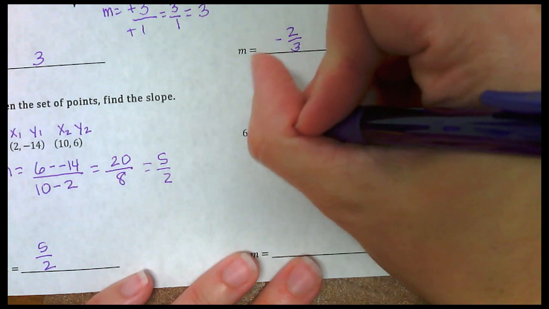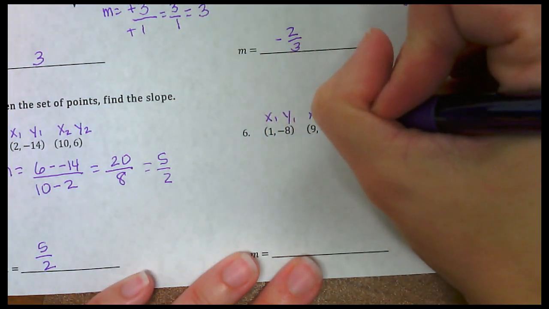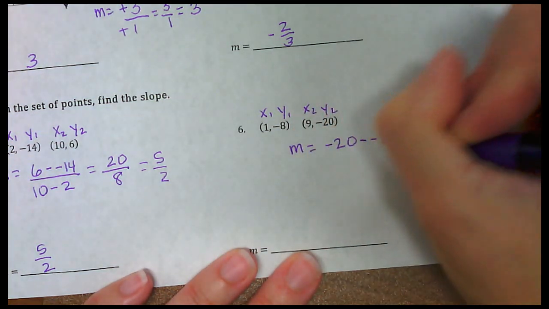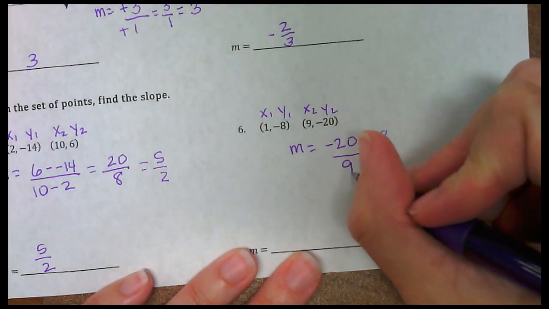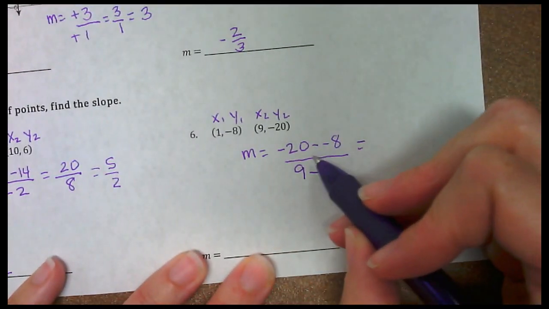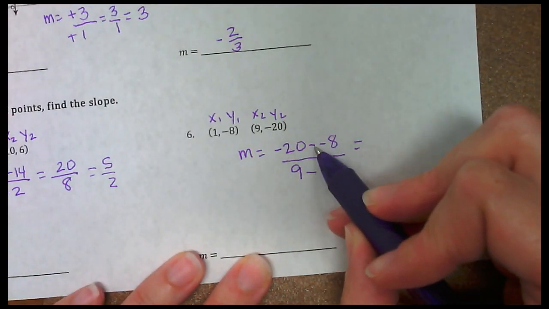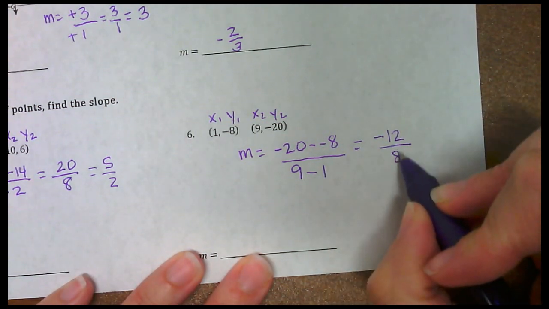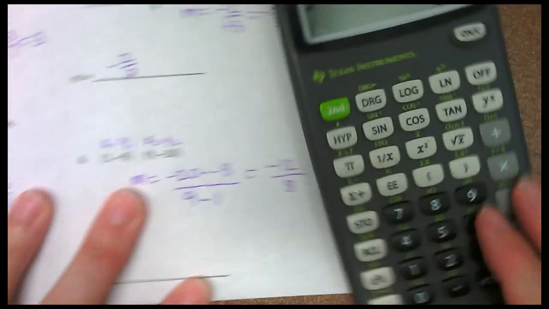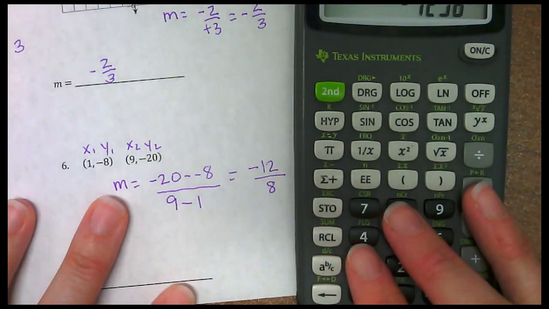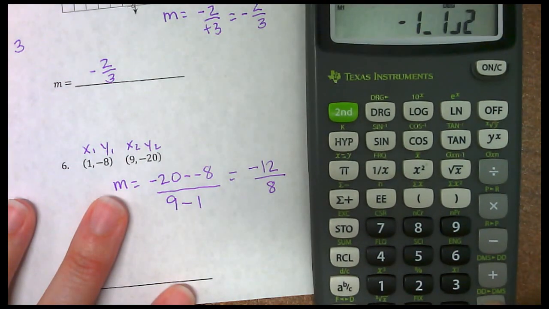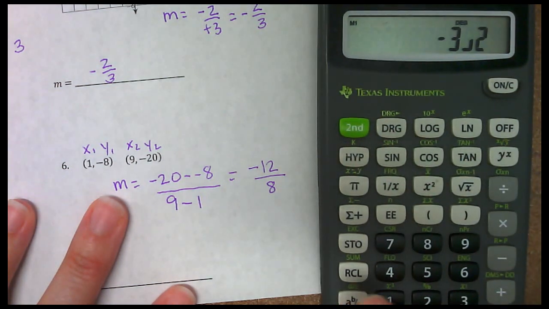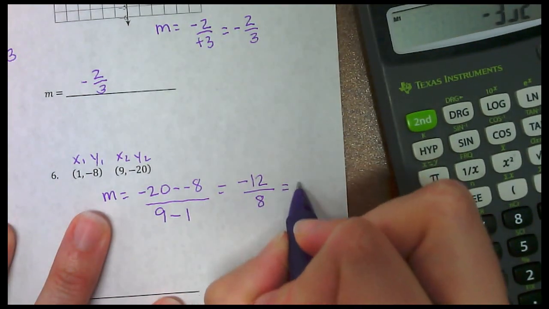Number 6, x1, y1, x2, y2. M is equal to -20 minus -8 over 9 minus 1. Type this into your calculator. -20 minus -8, you'll get -12. 9 minus 1 gives you 8. So in our calculators, we have 12/8, and it's negative. We hit equals. We have an improper fraction, so I hit second fraction, and I get -3/2.